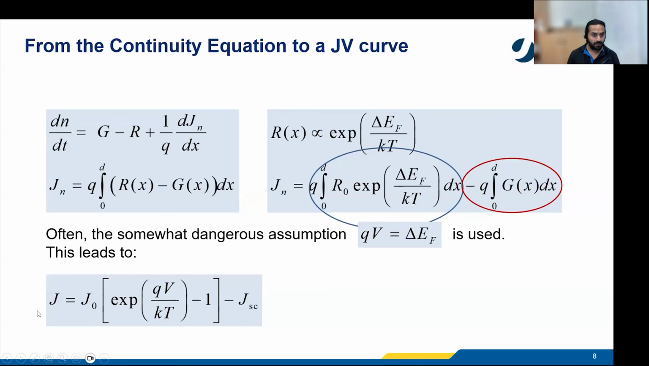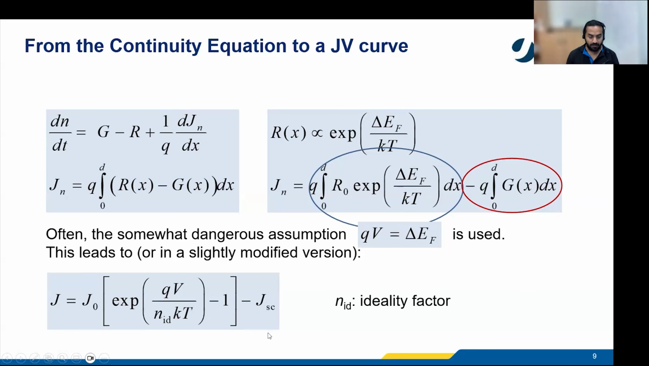And then what you end up with is basically the fundamental diode equation, which many of us know. So you have the current equals a prefactor J0 times exponential of qV over kT minus 1. And that's your recombination current versus voltage. And then you have your short circuit current, which is all this generation term here.